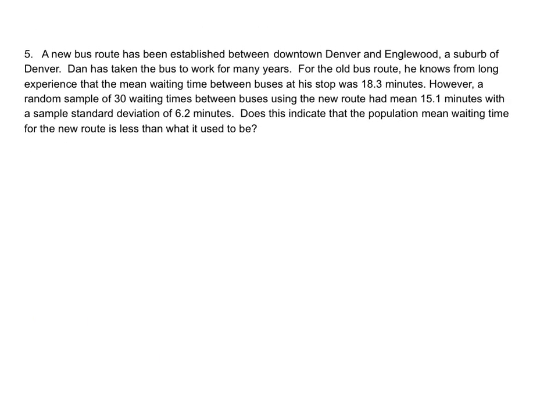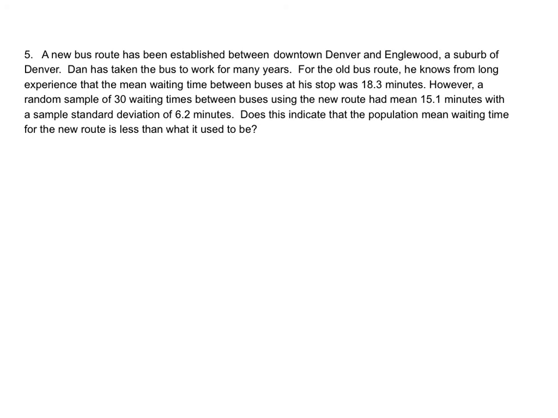Last problem says a new bus route has been established between downtown Denver and Inglewood, a suburb of Denver. Dan has taken the bus to work for many years. For the old bus route, he knows from long experience that the mean waiting time between buses at his stop was 18.3 minutes. However, a random sample of 13 waiting times between buses using the new route had a mean of 15.1 minutes with a sample standard deviation of 6.2 minutes. Does this indicate that the population mean waiting time for the new route is less than what it used to be?